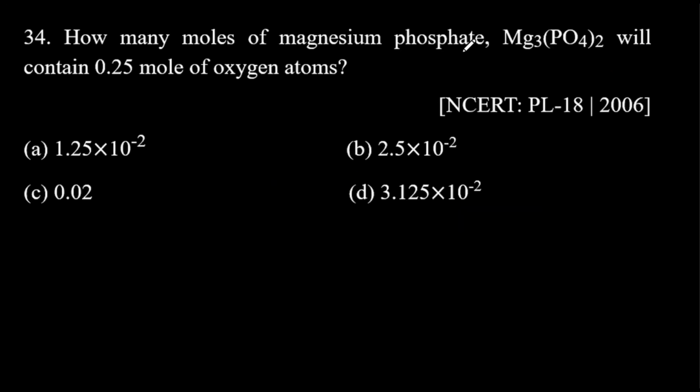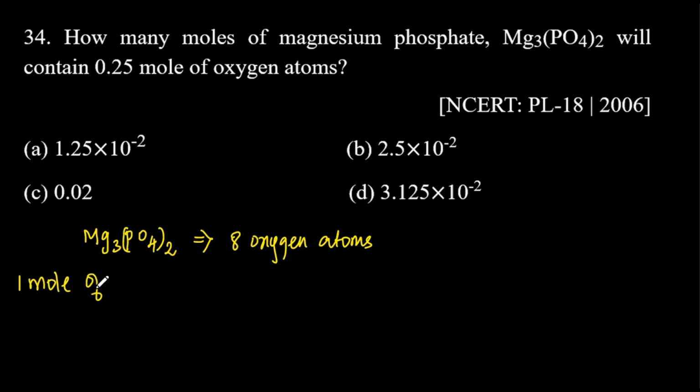How many moles of magnesium phosphate, Mg3(PO4)2, will contain 0.25 mole of oxygen atom? So from the formula Mg3(PO4)2, how many oxygen atoms are there? 4 into 2, 8 atoms are there. 8 oxygen atoms are present. So we can tell that 1 mole of magnesium phosphate contains 8 moles of oxygen atom.